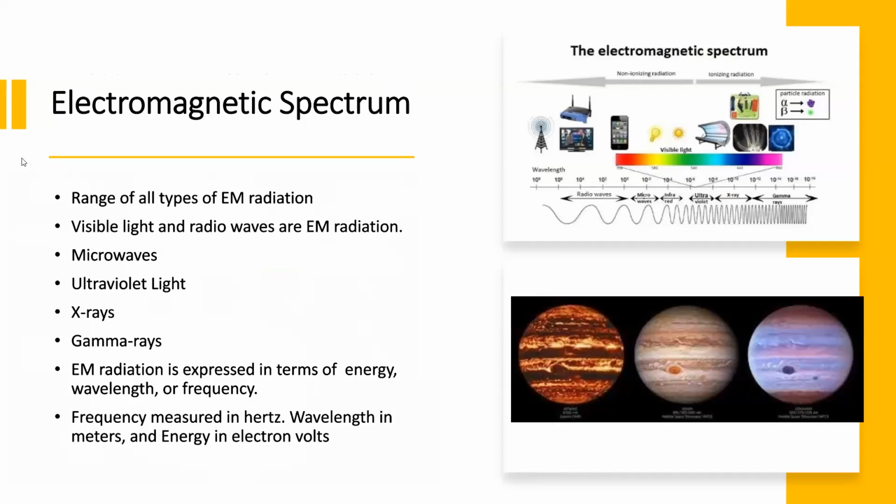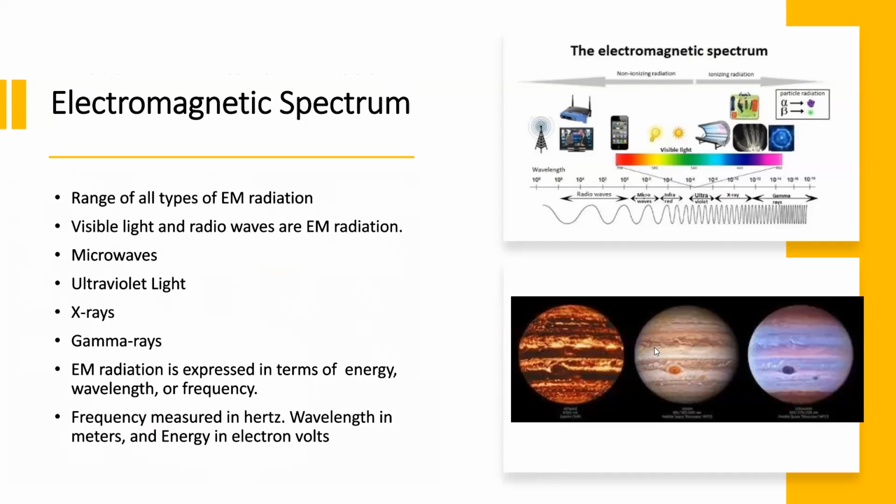The electromagnetic spectrum. The electromagnetic spectrum is the range of all types of electromagnetic radiation. Some types of electromagnetic radiation are visible light, microwaves, and radio waves, and others include ultraviolet light, X-rays, and gamma rays. Electromagnetic radiation is expressed in terms of energy, wavelength, or frequency. Frequency is measured in hertz, wavelength is measured in meters, and energy is measured in electron volts.